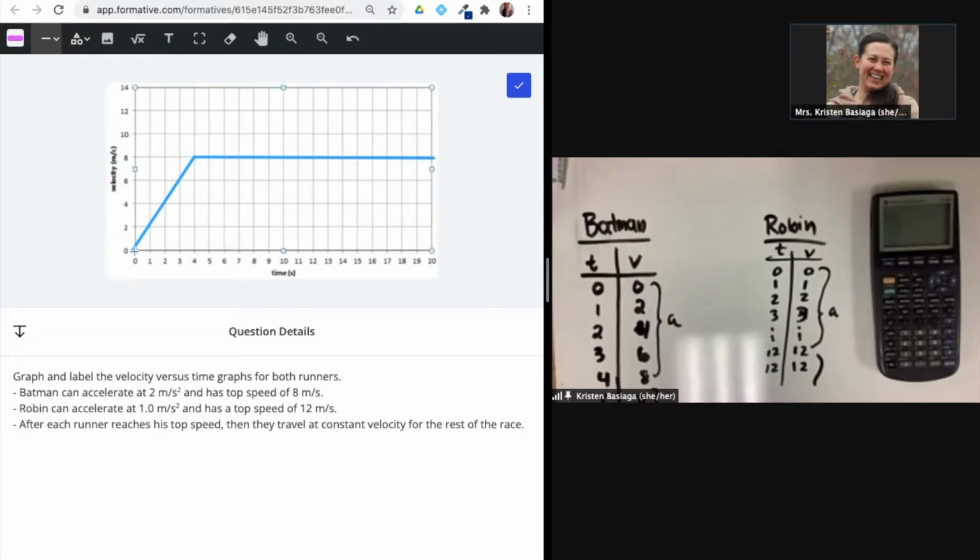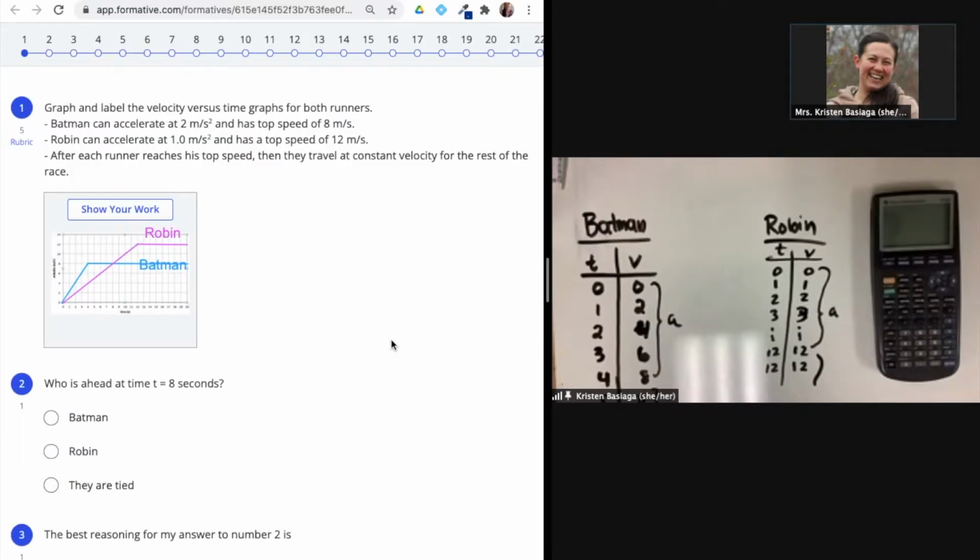Robin, however, has a lower slope. At 1 second of time, he's traveling at 1 meter per second. At 2 seconds of time, he's traveling at 2 meters per second, all the way up to point 12, 12. At 12 seconds, he's finally reached his top speed, and then travels at constant velocity after. If I were handing this in for the test, I would make sure to put in who is who. Robin in pink, Batman in blue.